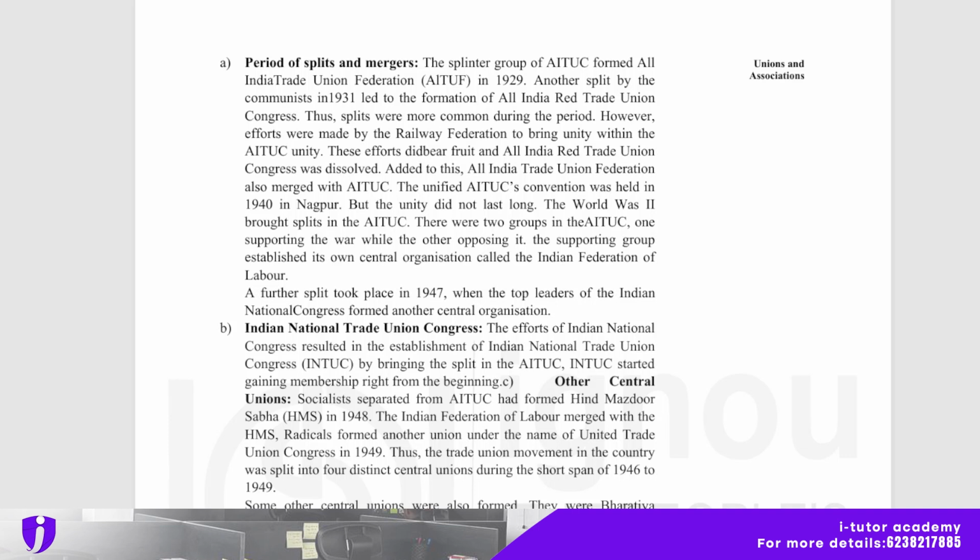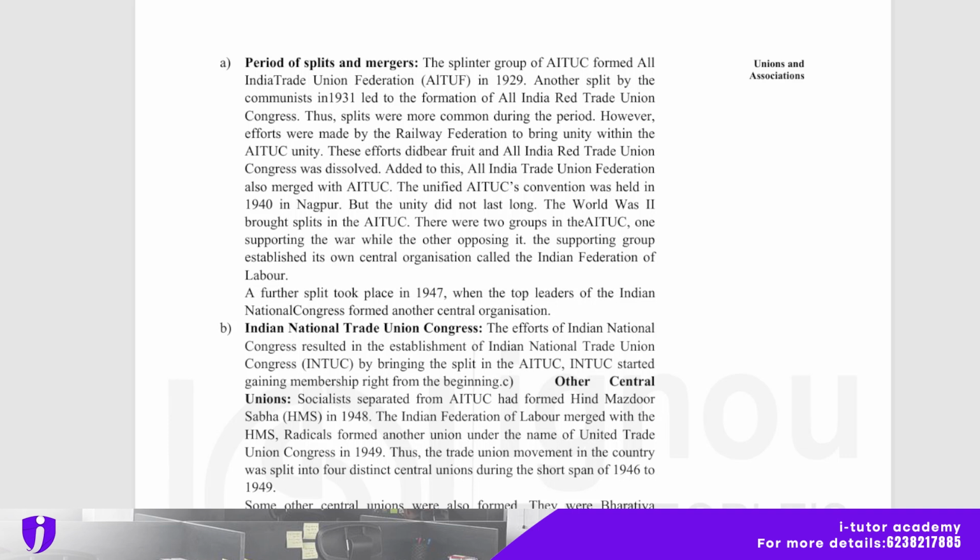The unified AITUC's convention was held in 1940 in Nagpur. But the unity did not last long. The World War broke out and caused a split in the AITUC. There were two groups in the AITUC, one supporting the war while the other opposed it, and the supporting group established its own central organization called the Indian Federation of Labour. A further split took place in 1947 when the top leaders of the Indian National Congress formed another central organization.